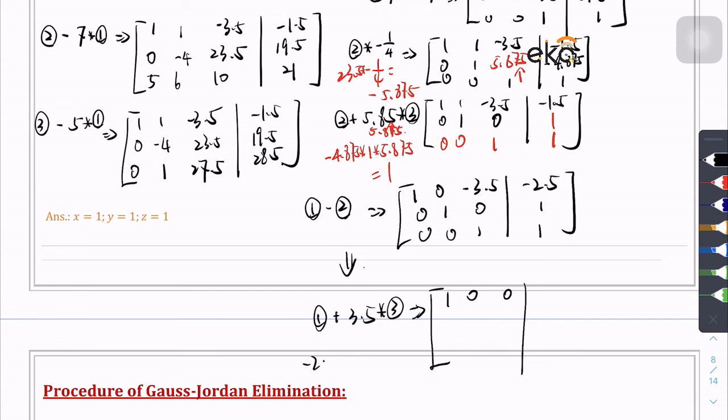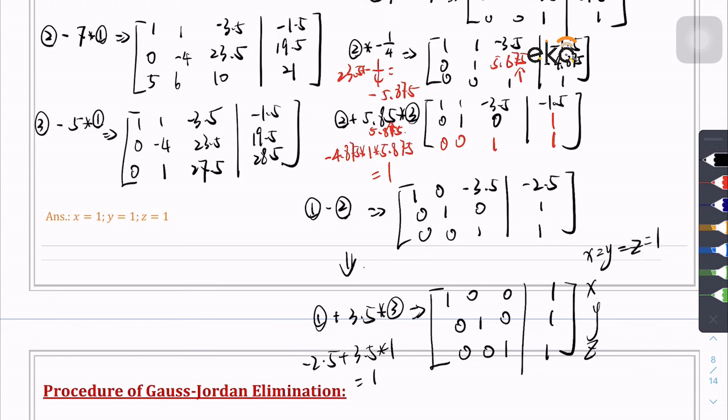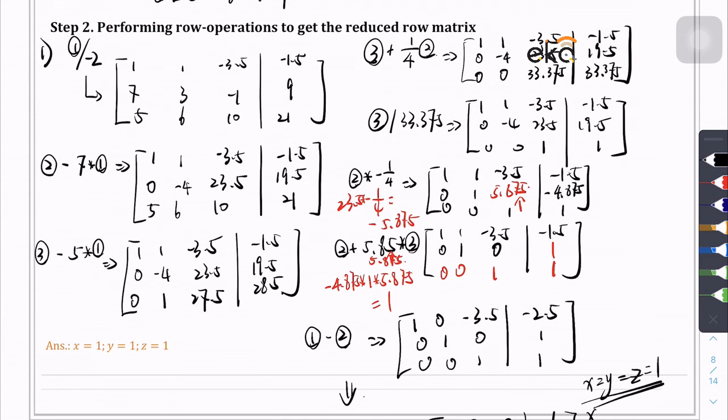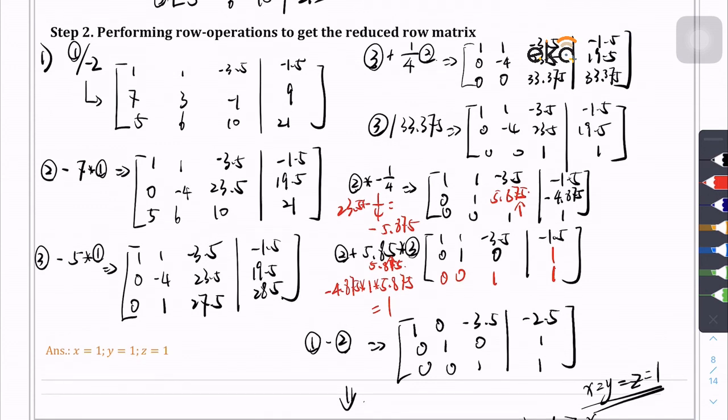-2.5 plus 3.5 times 1 is 1. So we have 1, 0, 0, 1, 0, 1, 0, 0, 1, 1. So the final answer is x equals y equals z equals 1. You need to be really careful in doing the matrix calculation in Gauss-Jordan elimination, because one simple mistake like this can make you redo everything. So be very careful.